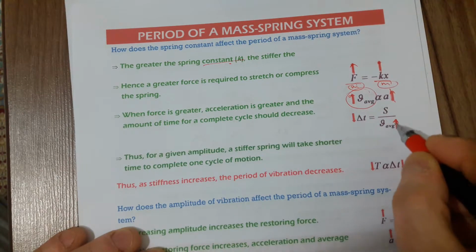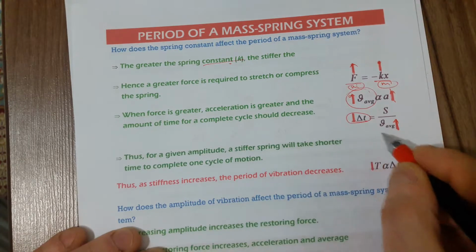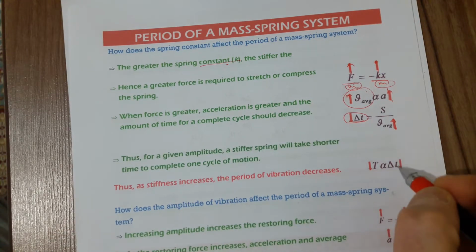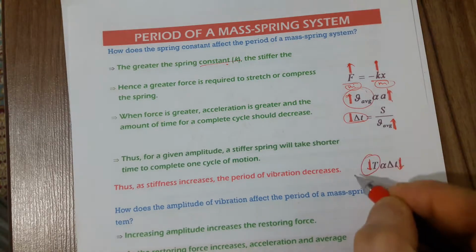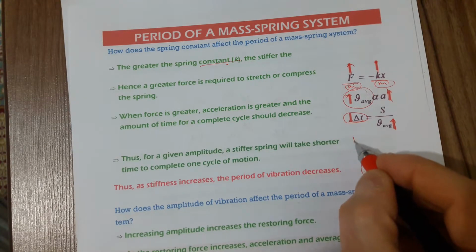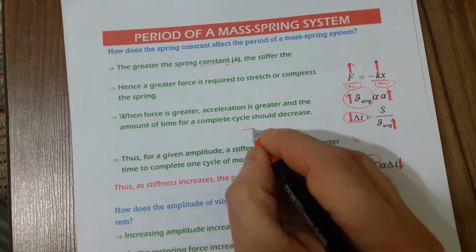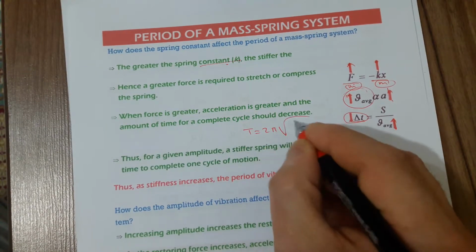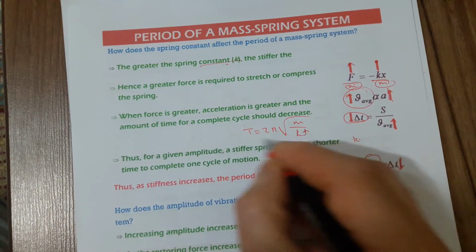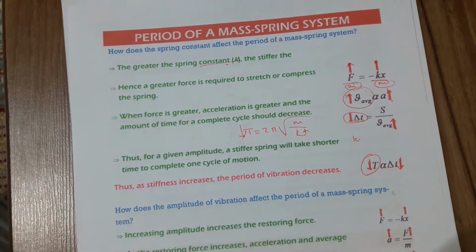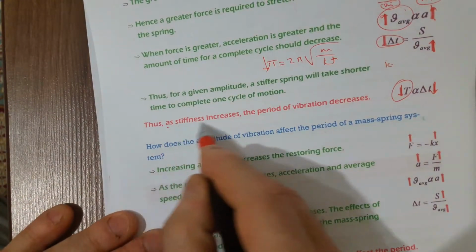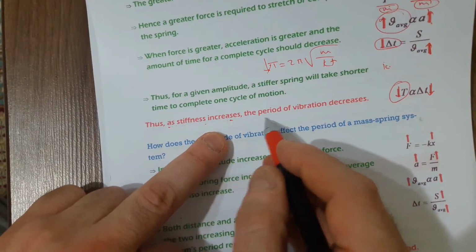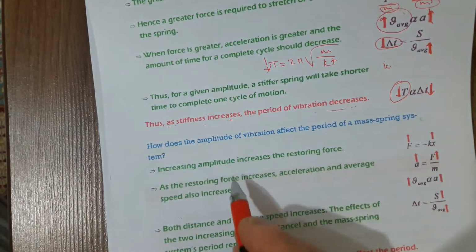Average angular speed, if it increases, it travels the distance in a shorter time. So if the time of travel is shorter, the period becomes shorter. For that reason, if you increase the k, according to the equation T is equal to 2 pi root m over k, if k increases, period decreases. Now we can say that as stiffness increases, the period of the vibration decreases.